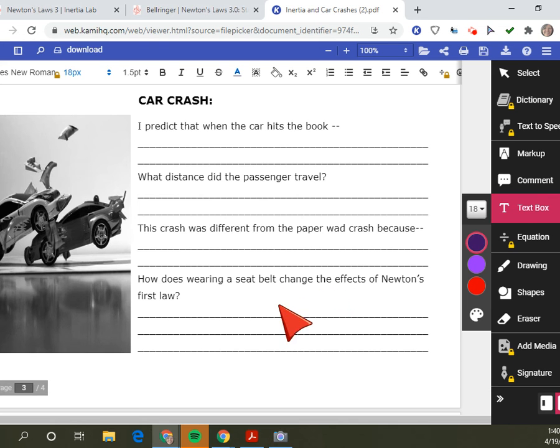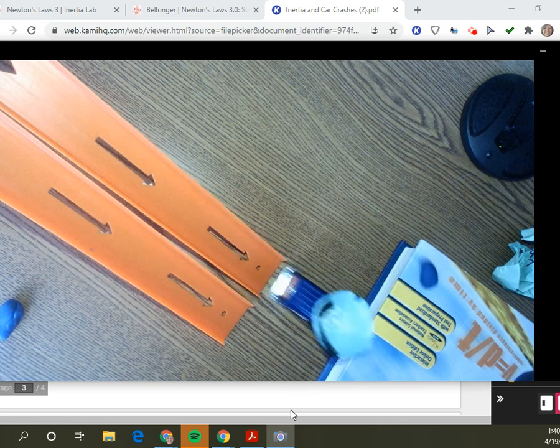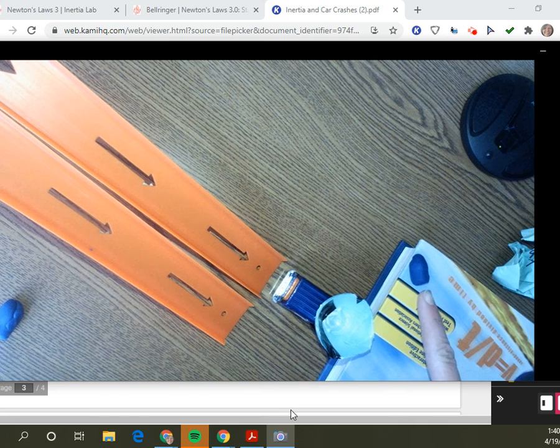Then it says, how does wearing a seatbelt change the effect of Newton's first law? So we look at Newton's first law, and we say, all right, an object in motion is going to stay in motion unless acted upon by another force. When I let go of the car, the person kept moving. They were not acted upon by the same force.